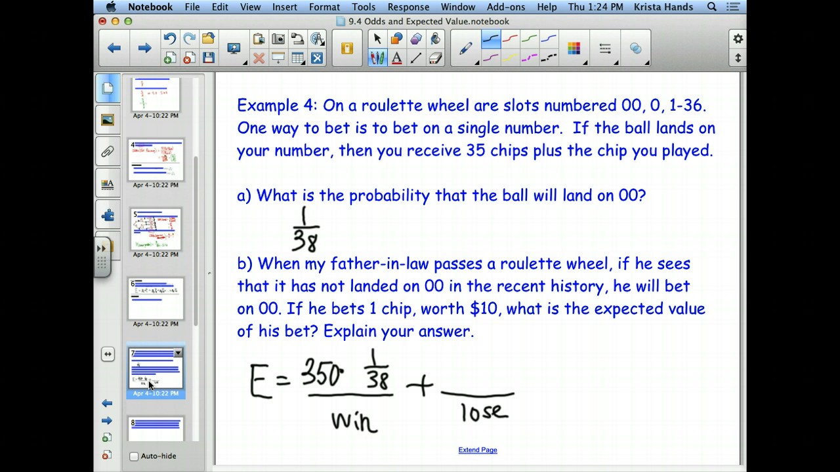All right, what if I lose? So let's talk about the probability first. What's the probability that I lose? Yeah, it's 37 out of 38. It's pretty likely. Okay. What happens to my pocketbook?